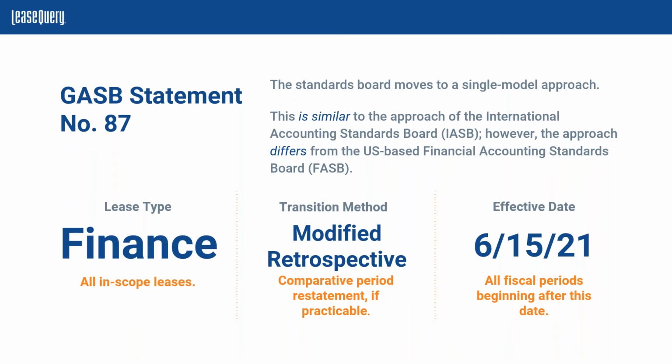Finally, GASB 87 was originally effective for reporting periods that began after December 15th of 2019. However, due to the impacts of the COVID-19 pandemic, the GASB provided a delay, and it's now effective for reporting periods after June 15th of 2021. So for those of you who have a 6/30 year end, it would essentially be effective on July 1st of this year.